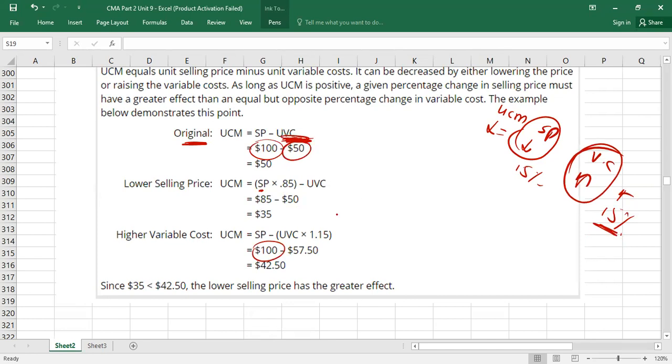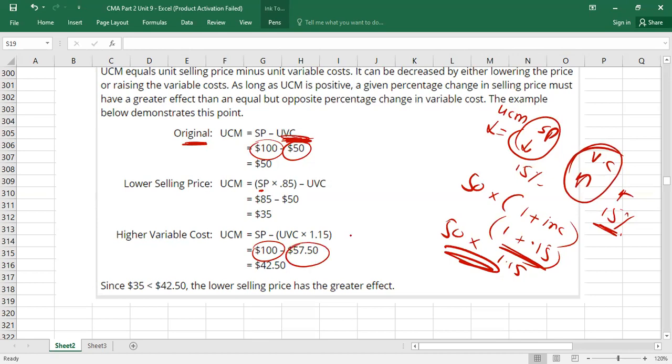My original variable cost was 50. So if I increase it by 15%, I'll take $50 multiplied by 1 plus the increase. The increase is 15%, which is 0.15. So 1 plus 0.15 is 1.15, multiplied by 50. If I multiply, it will give you 57.50. So now, if my selling price is 100 and the unit variable cost is increased by 15%, it is going to be 57.5.